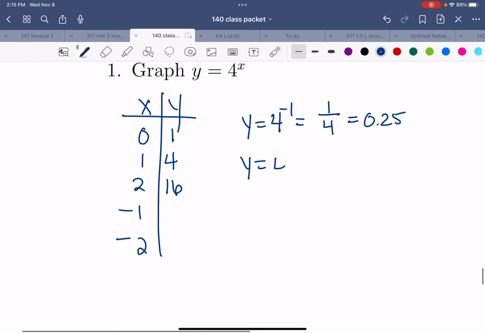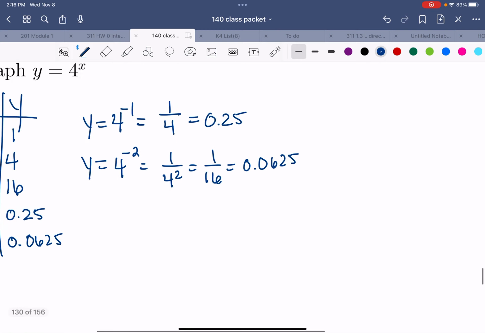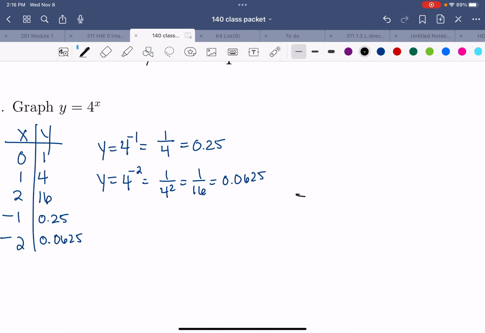Then for 4 to the -2, you want 1 over 4 squared. And that's 1 over 16, or 0.0625. So we have those as our values to graph. So when I graph those, we're just sketching here.